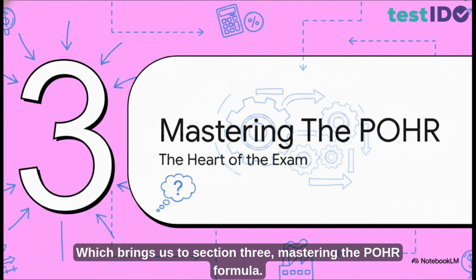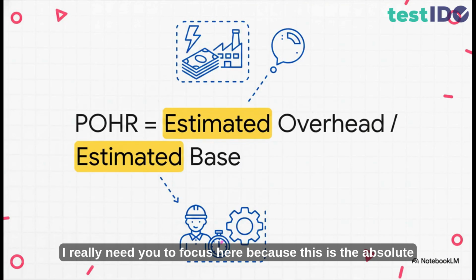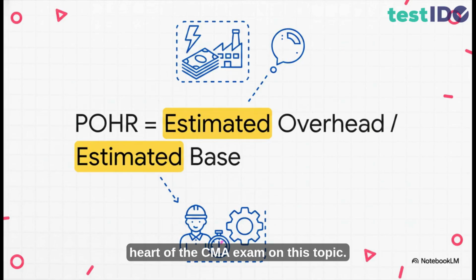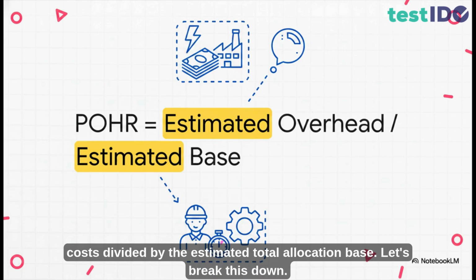Which brings us to section 3, mastering the POHR formula. So how do we actually allocate that tricky indirect cost? I really need you to focus here because this is the absolute heart of the CMA exam on this topic. It's the most important mathematical concept you're going to learn in this explainer. Here is the formula. POHR equals the estimated total manufacturing overhead costs divided by the estimated total allocation base.